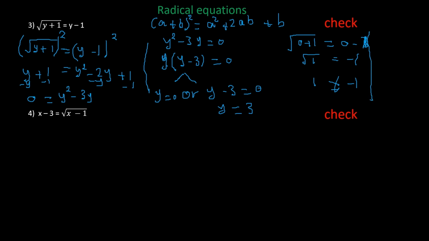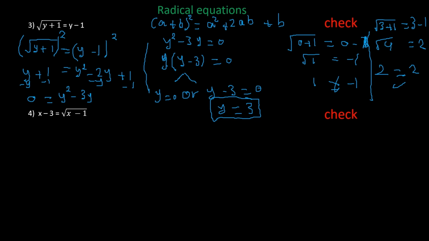Let's go to the second solution, 3. Substitute y by 3, so 3 plus 1 under the root, and on the other side 3 minus 1, which equals 2. And here the square root of 4 is equal to 2. So 2 equals 2. So the only answer is 3. Remember, you have to check after you finish the problem.